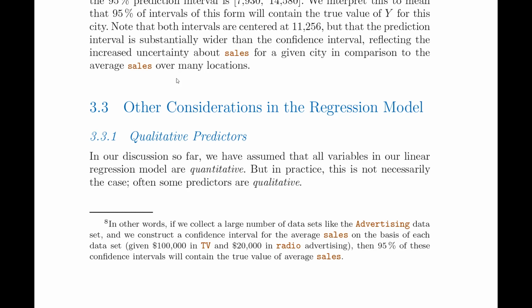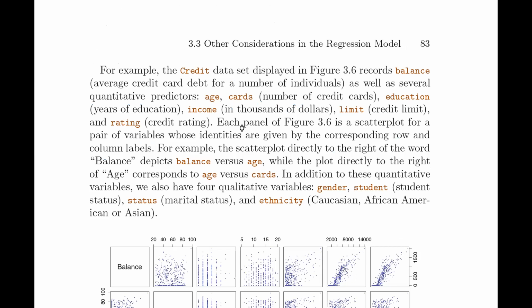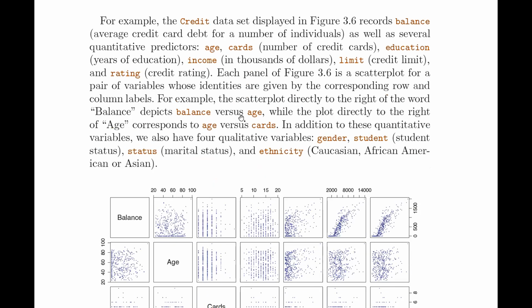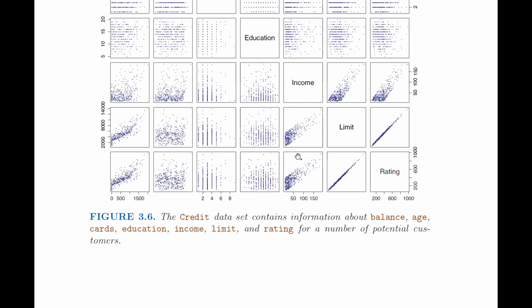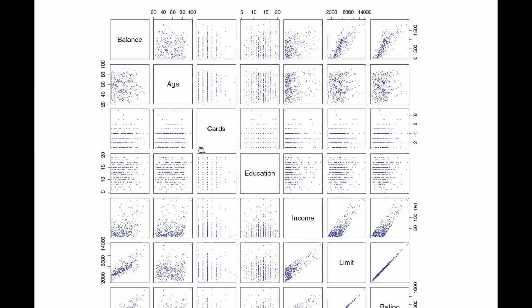Let's start reading. In our discussion so far, we have assumed that all variables in our linear regression model are quantitative, so that means numerical, but in practice, this is not necessarily the case. Often, some predictors are qualitative. For example, the credit dataset displayed in figure 3.6, and we have a nice summary over here. So how does this work?